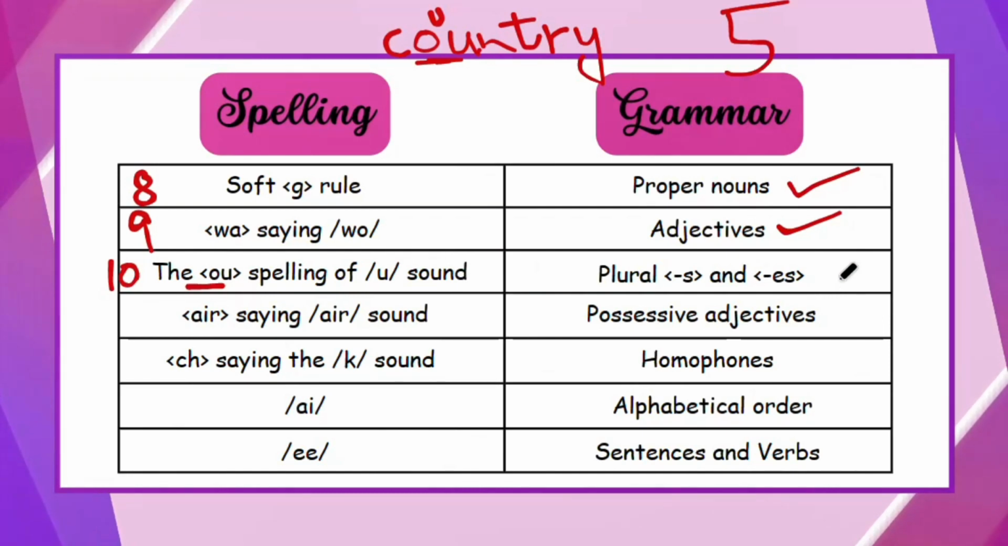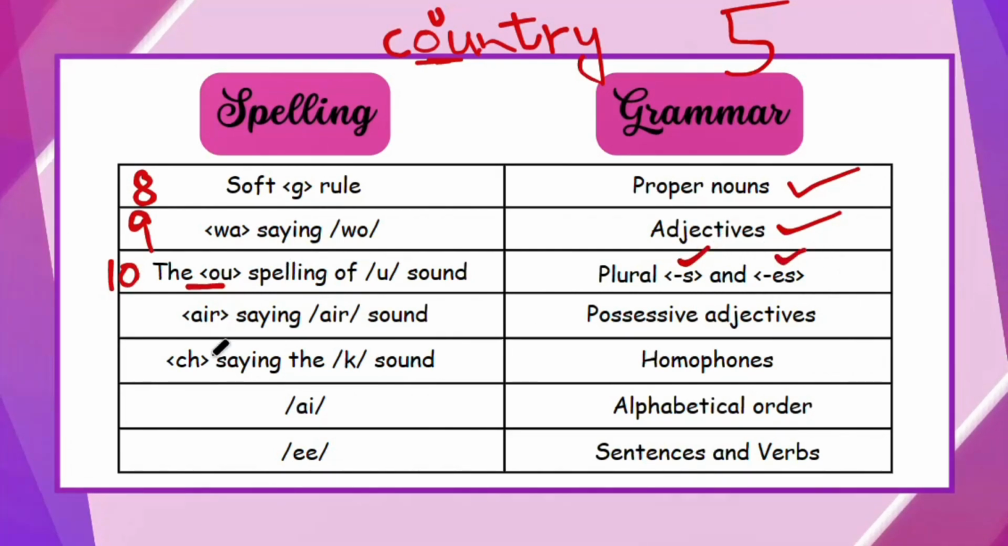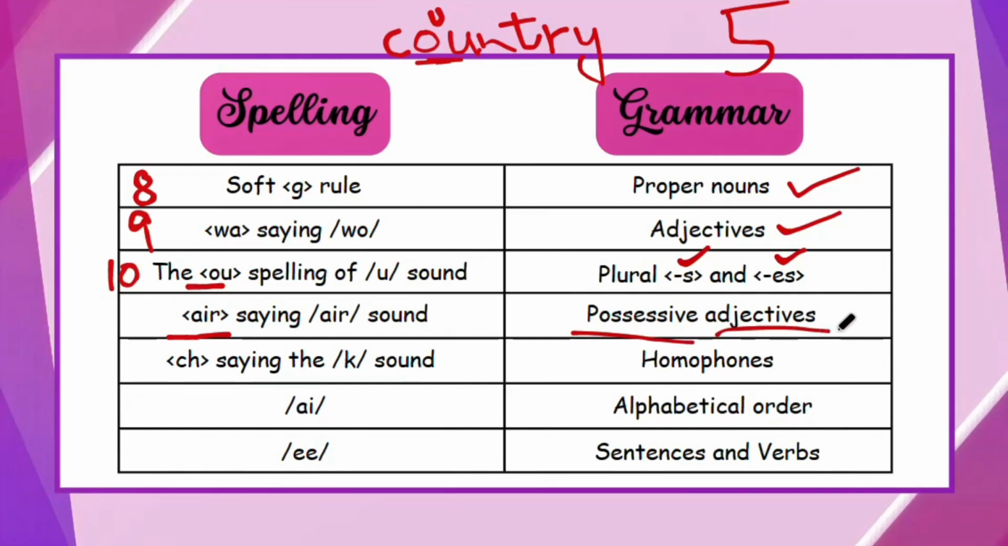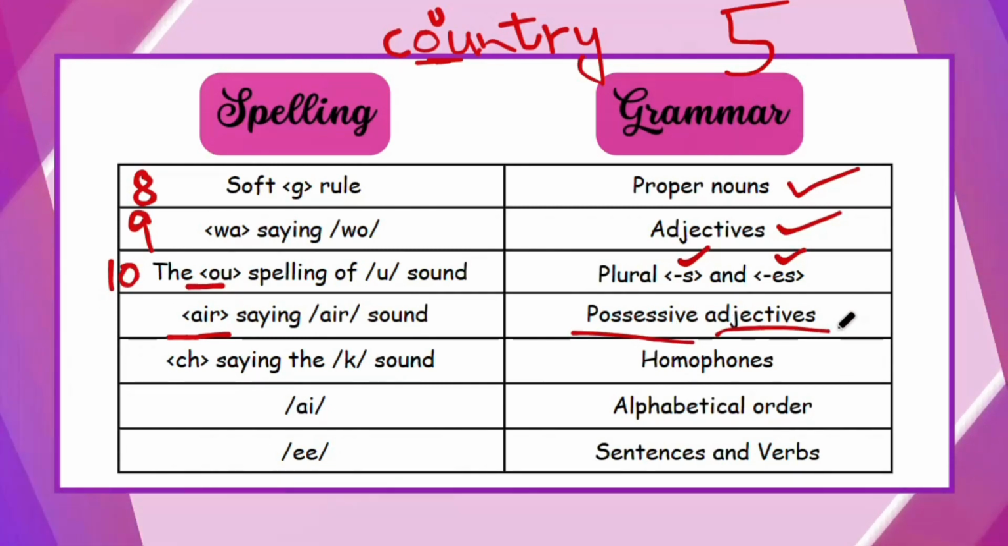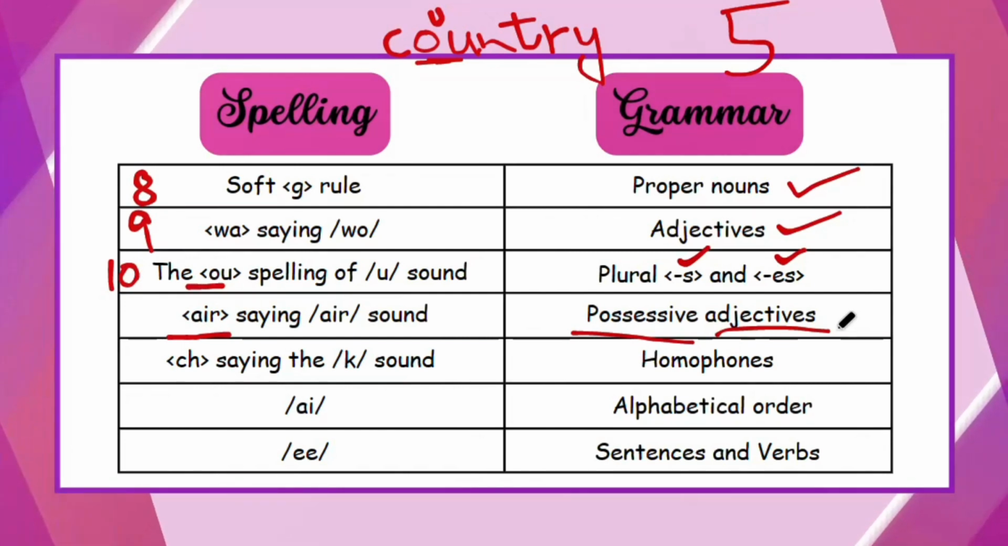The grammar lesson of the 10th week is plural by adding S and ES. Again, this is the revision of level 1. In the next week, you will teach a spelling pattern AIR saying the air sound. You will teach them possessive adjectives. Possessive adjectives are commonly confused with pronouns. So we need to teach them right here at this stage what possessive adjectives are and what possessive pronouns are. They both are different things, right?